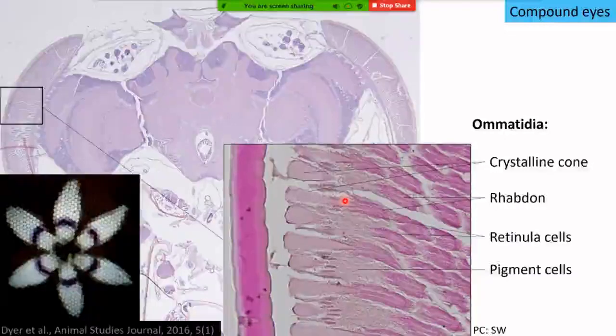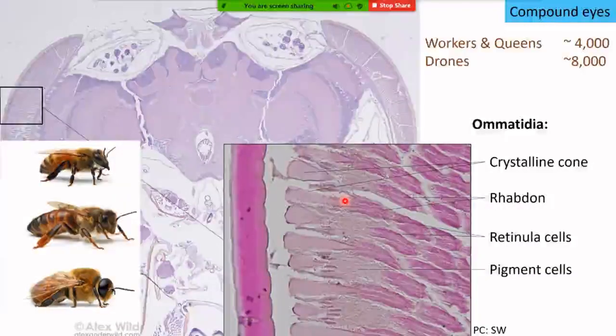Now, depending on which caste you look at, their compound eyes are of different sizes, and you will see that the workers and queens are somewhat similar or comparable, and they each have about 4,000 of these ommatidia in each of their compound eyes, whereas the drone eye is huge in comparison to the worker and queen. And that's because their eyes have up to 2 times more ommatidia compared to workers and queens.